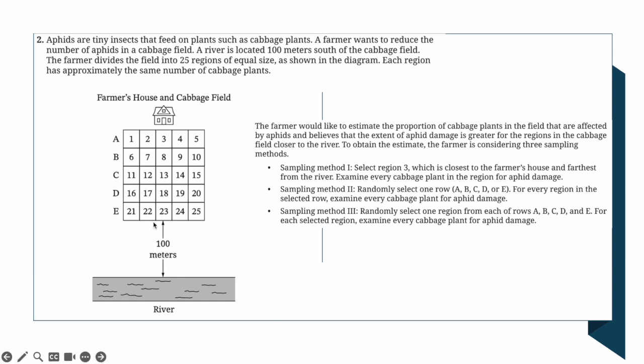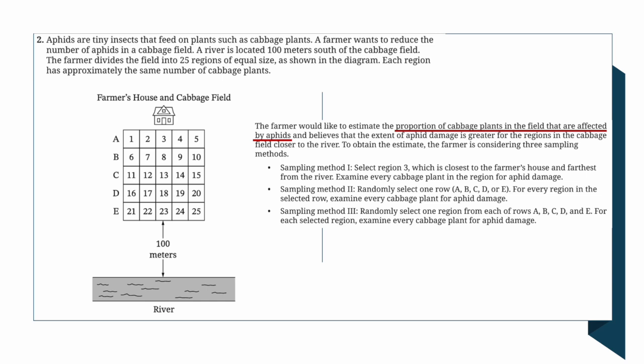So you can see here, there are 25 regions, and there are some regions which are 100 meters from the river, and some regions are closer to the farmer's house. Each region has approximately the same number of cabbage plants. The farmer would like to estimate the proportion of cabbage plants in the field that are affected by aphids. Now, that might be one important piece of information right here.